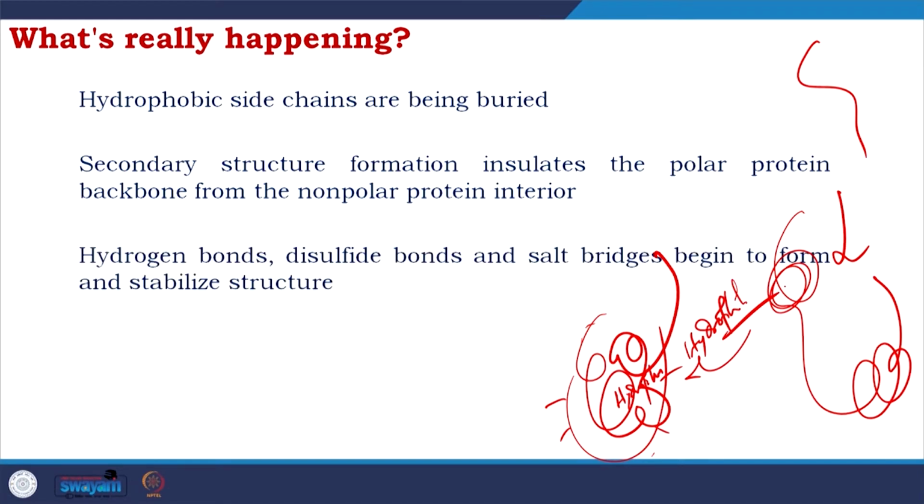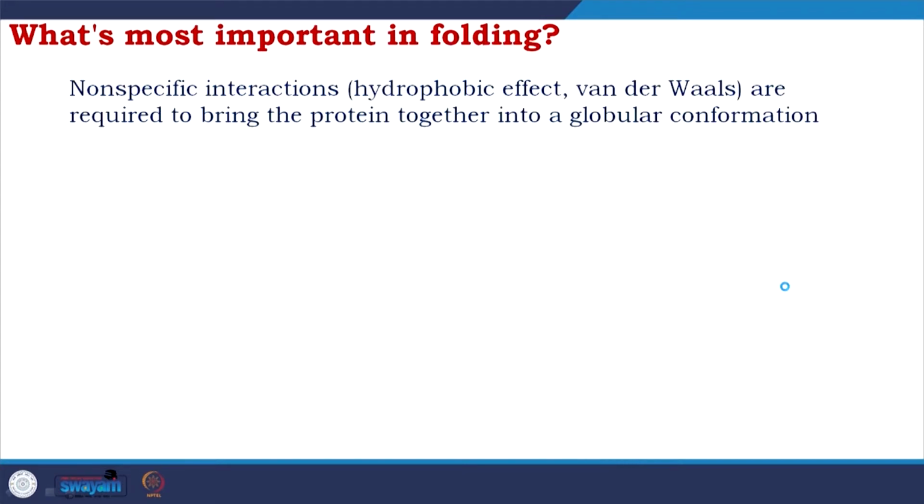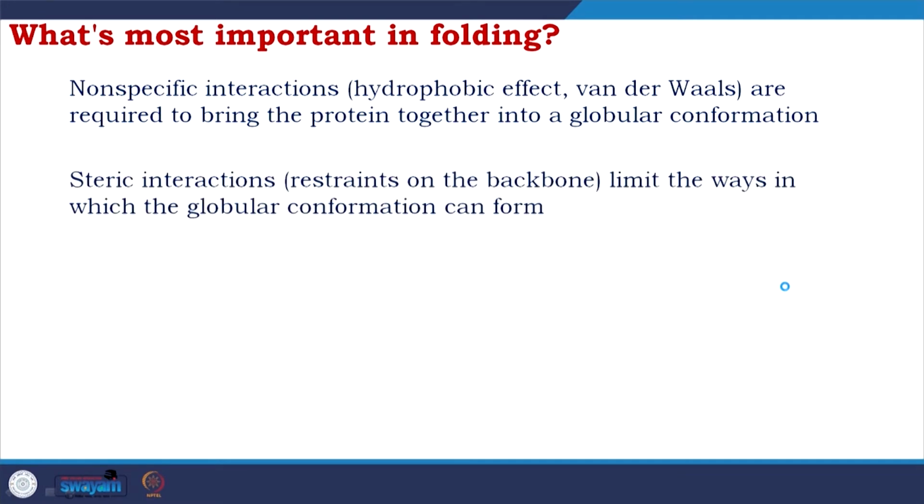Hydrogen bonds, disulfide bonds and salt bridges begin to form and stabilize the structure. Van der Waals interactions bring protein substructures into stable contact. What are the most important in folding? Non-specific interactions, hydrophobic effect, van der Waals are required to bring the protein together into a globular conformation.